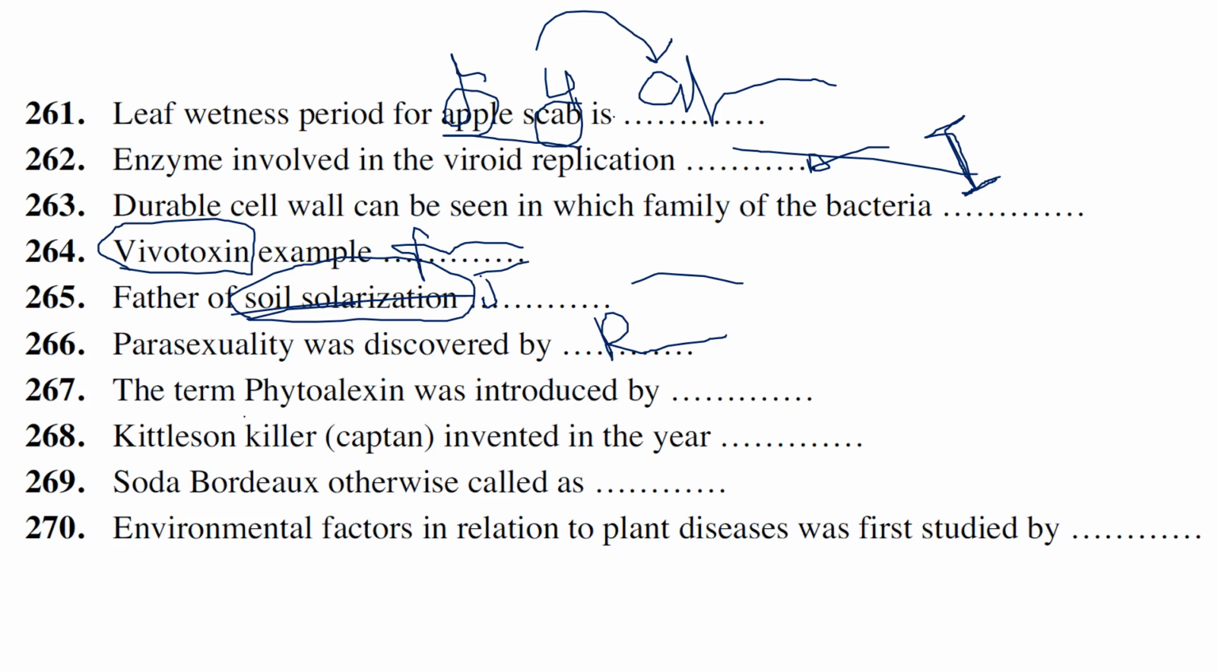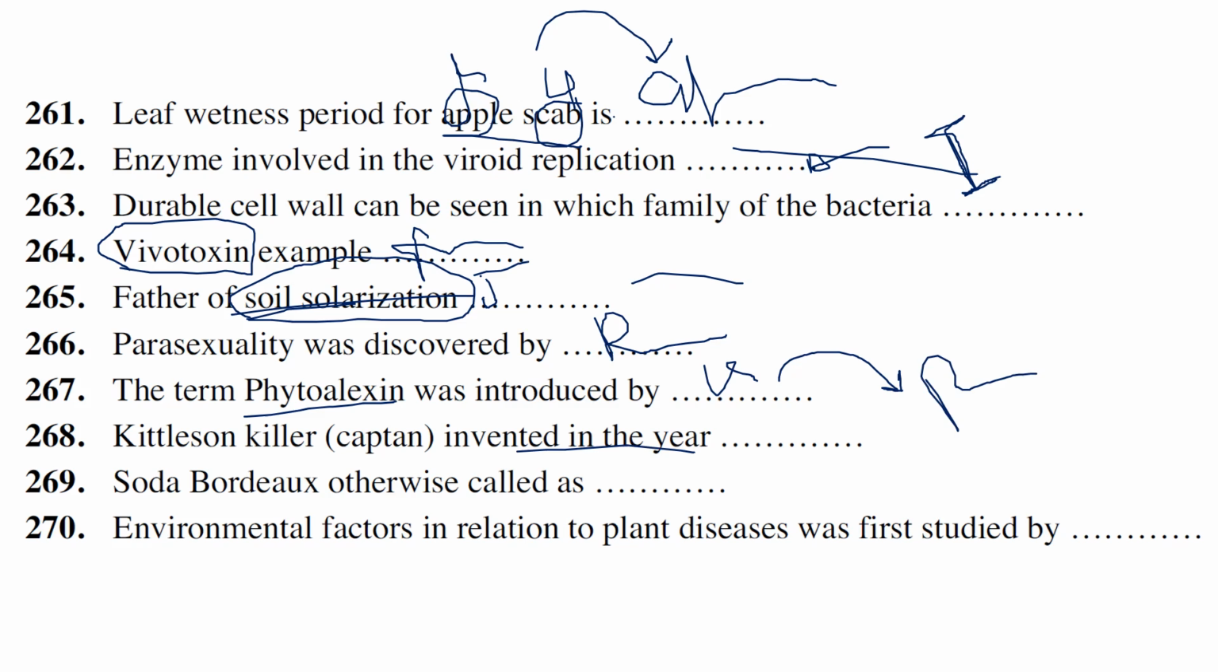The term phytoalexin was introduced by Muller and Borger in 1940. They introduced the term phytoalexin, and they are also the ones who discovered the world's first phytoalexin, that is pisatin, which is isolated from the pea plant.